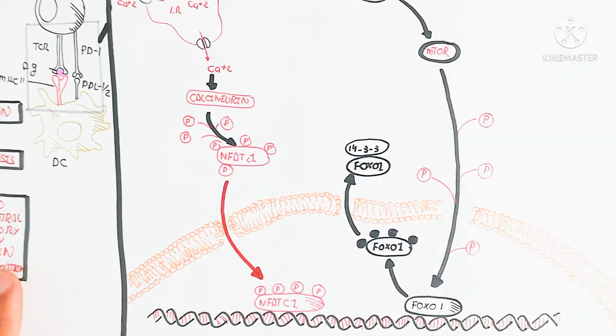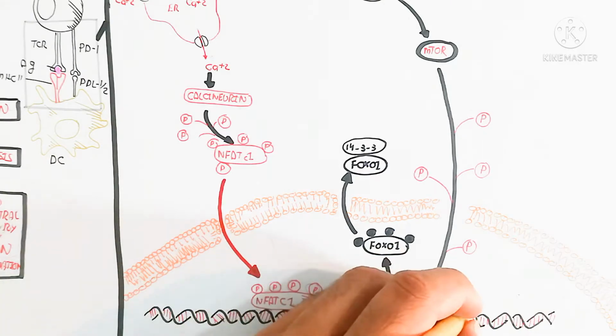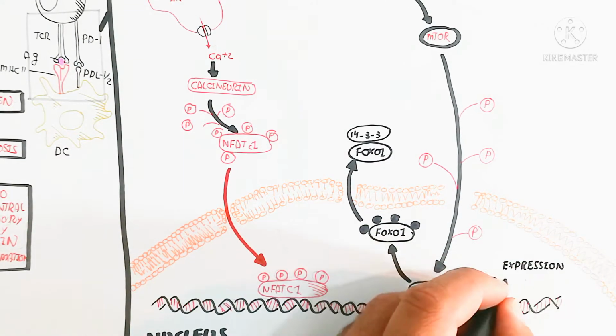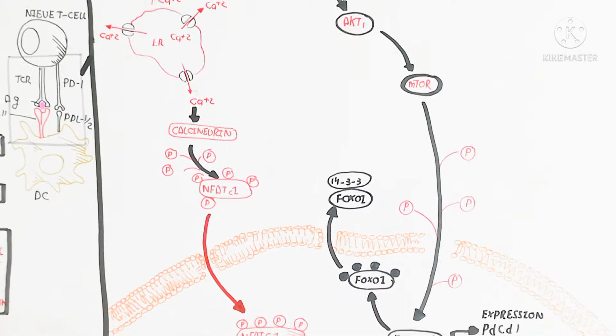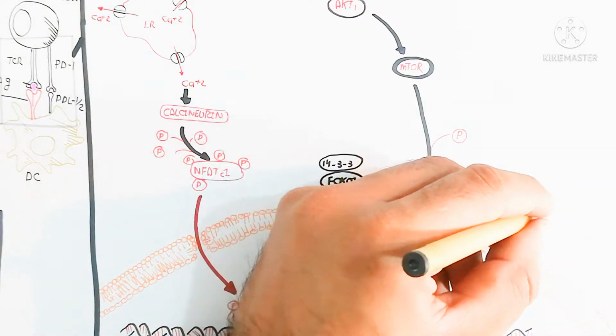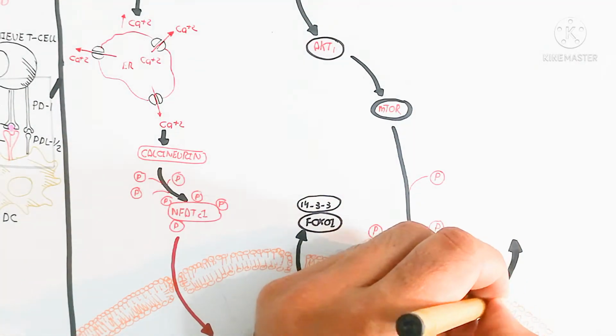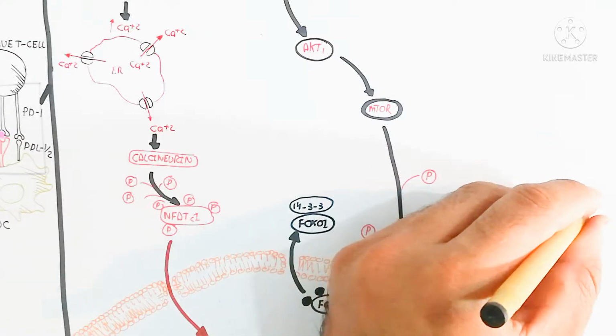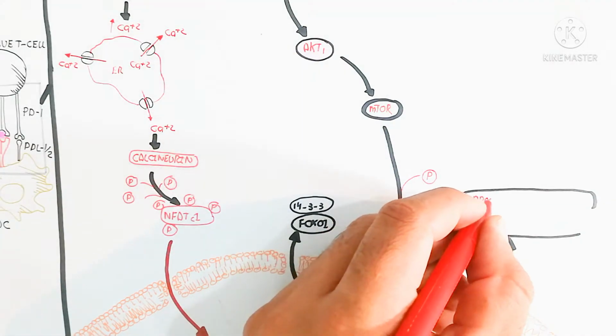In this way you can see the expression of PDCD1 will be increased, and this PDCD1 gene is used for transcription to translation, promoting cell proliferation and differentiation. In this way the CD4 and CD8 cells will be produced. So I hope that makes sense.